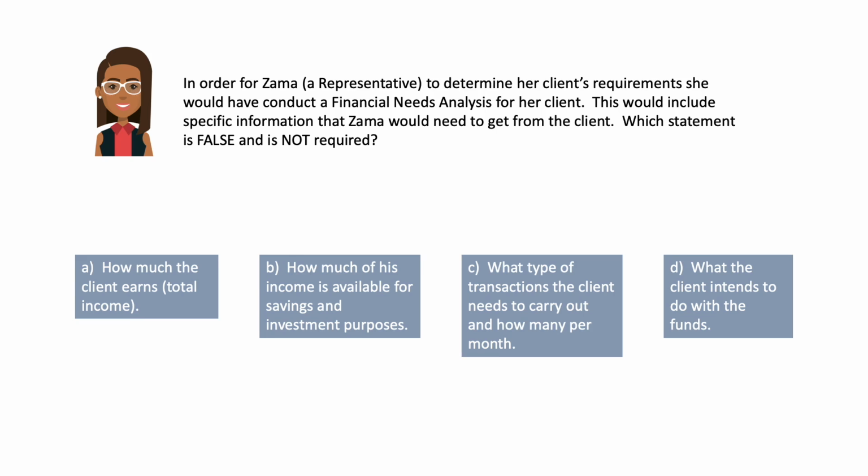Pause the video here and take a minute to read through the question and consider the options. Remember, you are looking for what Zama does not need to know from the client. The answer is option D. Zama does not need to know what the client intends to do with the funds in order to do a needs analysis.